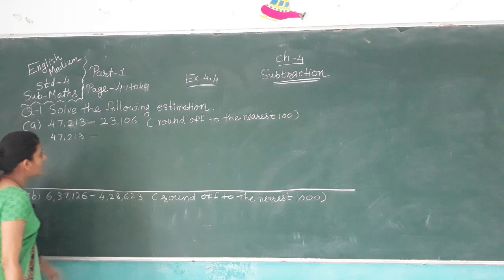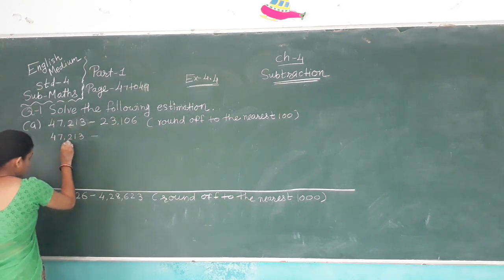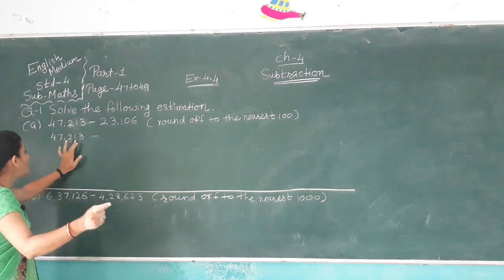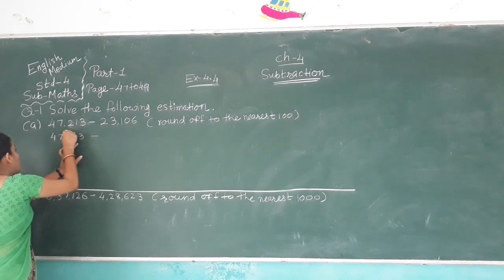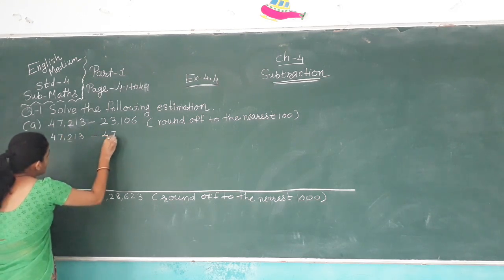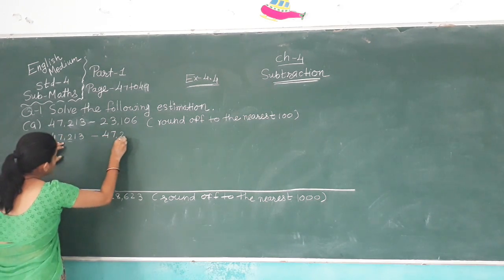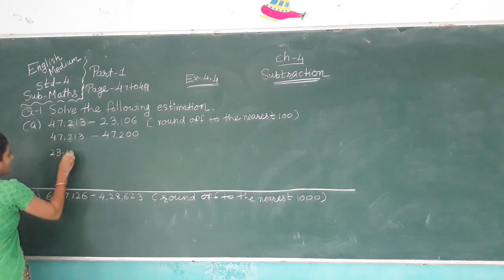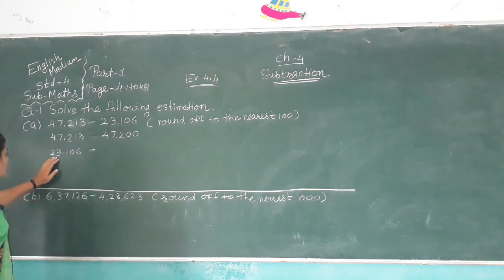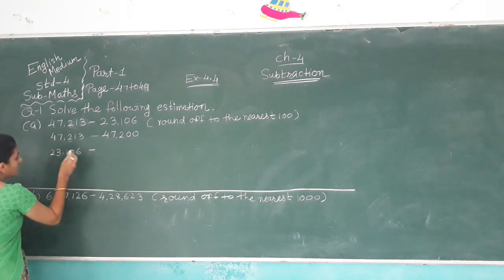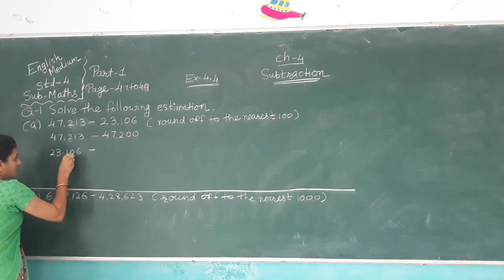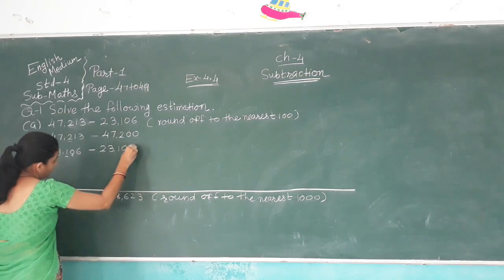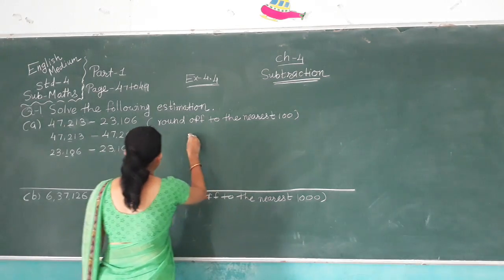47,213 rounded to the nearest 100 is what? Here the hundreds place is 2 and the tens place is 1. 1 is less than 5. So you don't add 1 in the hundreds place. So it makes 47,200. Then another one, 23,106. So 23,106 to the nearest 100. Here 1 and the tens place is 0. So 23,100. Now subtract both numbers.